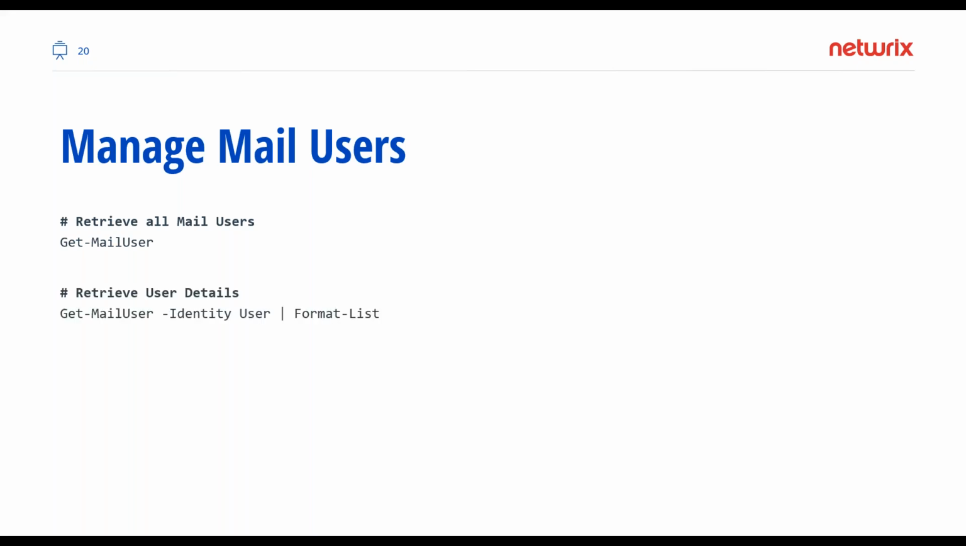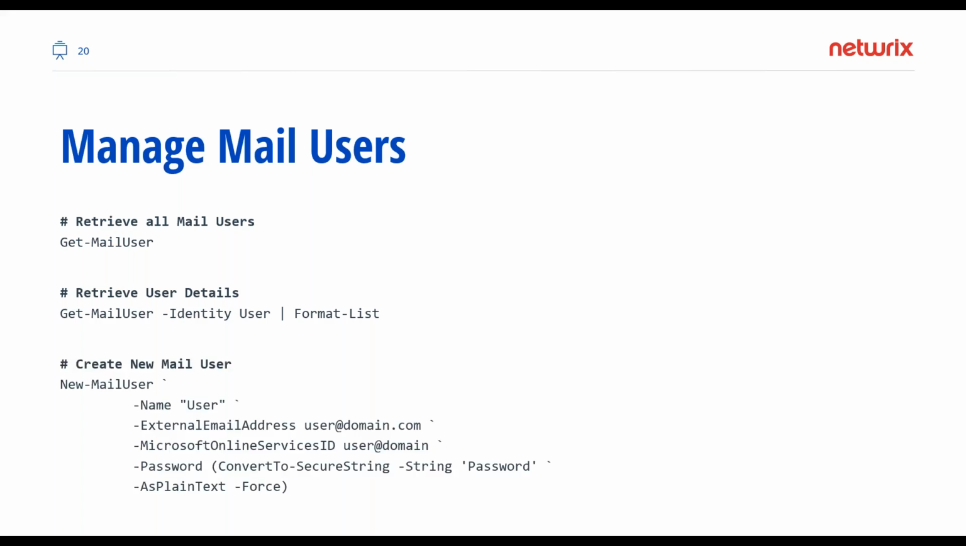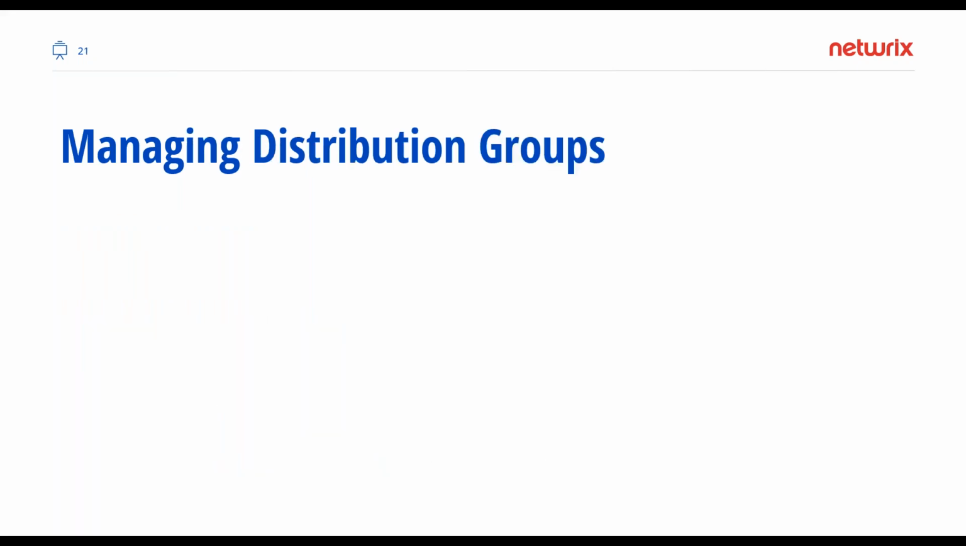So for example, any of these commands, you can normally pass an identity, say I want to pass an identity to a user, and then I use Format-List to give me a list. And then of course, if I wanted to create a new mail user, then I'm going to say New-MailUser, pass in what the email address needs to be, what my Microsoft Online Services ID would be, and then some kind of password. You can see my super secure password there. And that would effectively create me a new mail user that is available to receive email in Exchange.